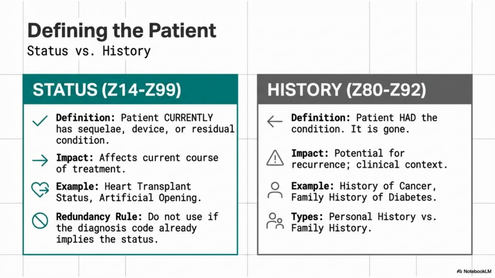This slide helps us distinguish between status and history. Status means the patient currently has a device, sequela, or residual condition. History means the condition is gone but still clinically relevant. The slide notes, redundancy rule. Do not use if the diagnosis code already implies the status.